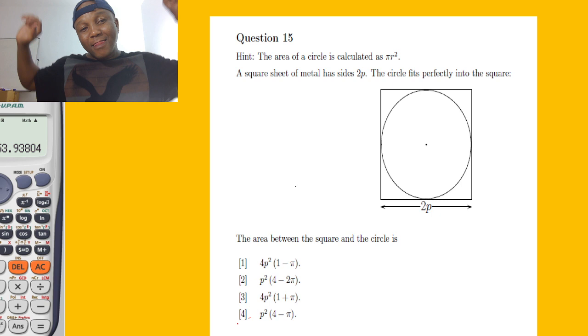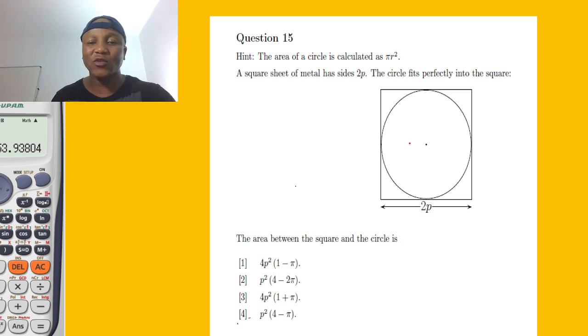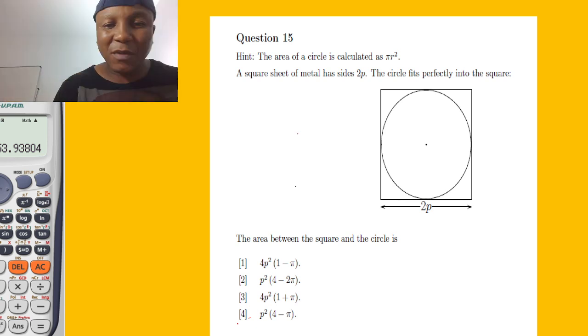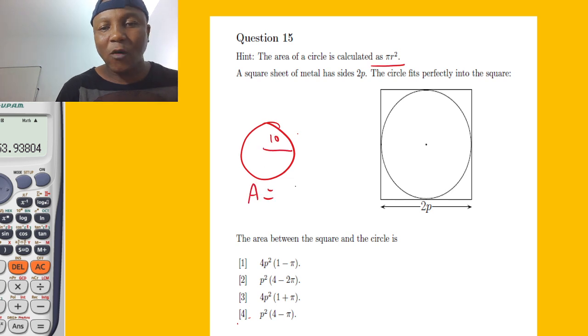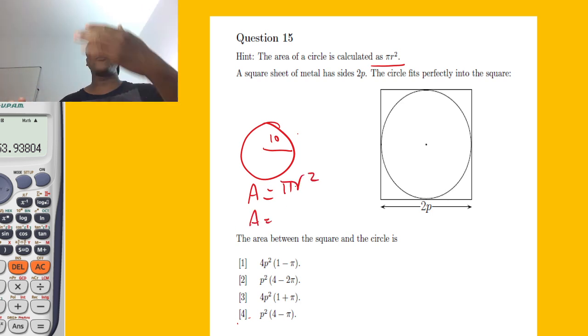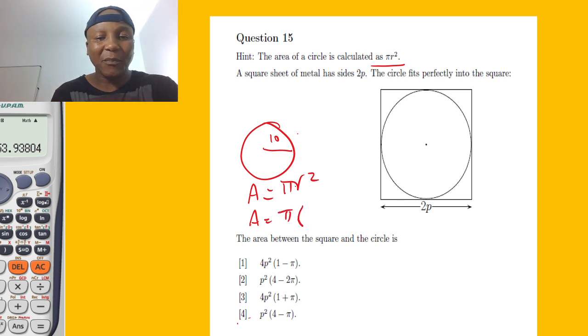The area of a circle is calculated by pi r squared. Let's say you have a circle like this, and let's say the radius is 10. The formula says area equals pi r squared. If you want to find the area of a circle, you can simply say area equals pi, where pi means 3.14, or you can leave it as pi. What is the radius?